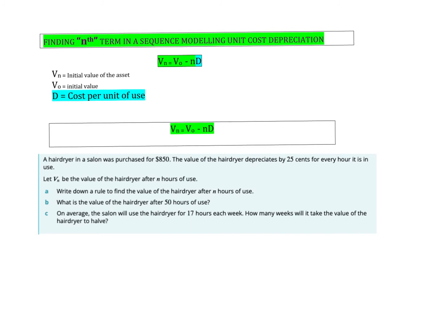Okay, so let's have a look. Obviously we can flick our recurrence relation for unit cost into an nth term one, and here we just have to remember that the D is going to be the cost per use. That's the difference. And here we've got our formula. So we would write our initial value in and our cost per use there.